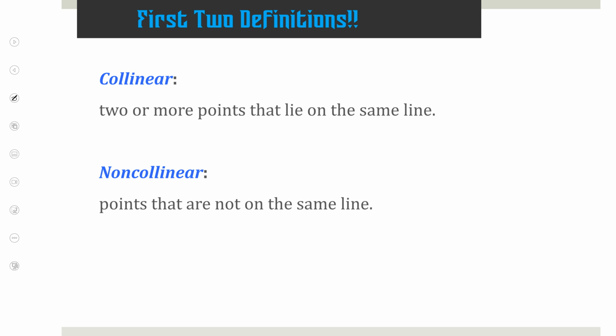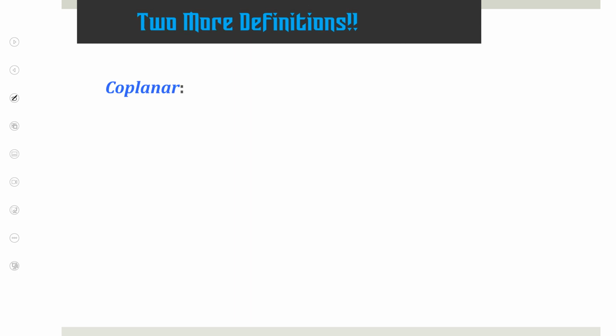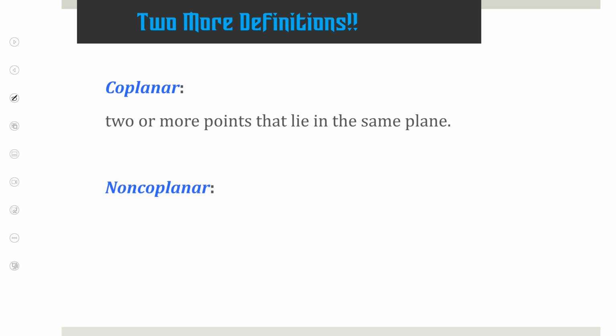Okay, 2 more definitions for you. You ready? What is coplanar? Points on the same plane. Well done. You're almost done. 1 more for you. What's the next word going to be? Non-coplanar, which would mean points that are not on the same plane. Well done.